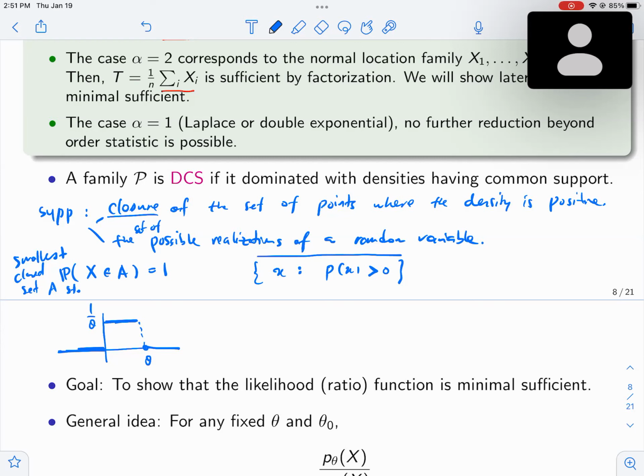They don't have that property because the support depends on theta. So the support of, let's say, p theta here is 0 to theta, and so it depends on theta. So I'm ruling this case out, right?